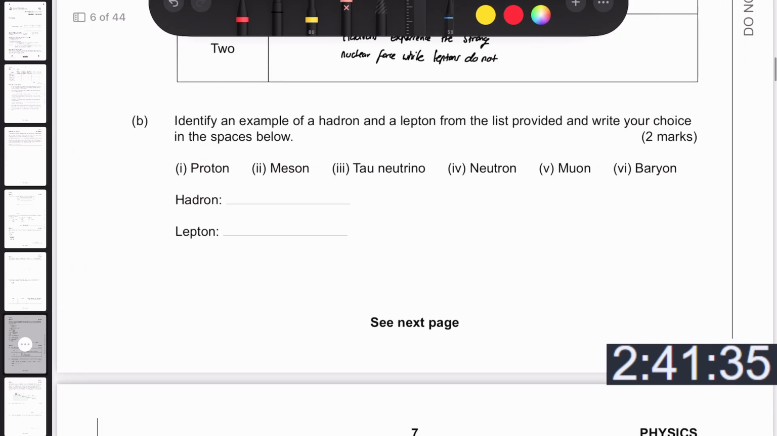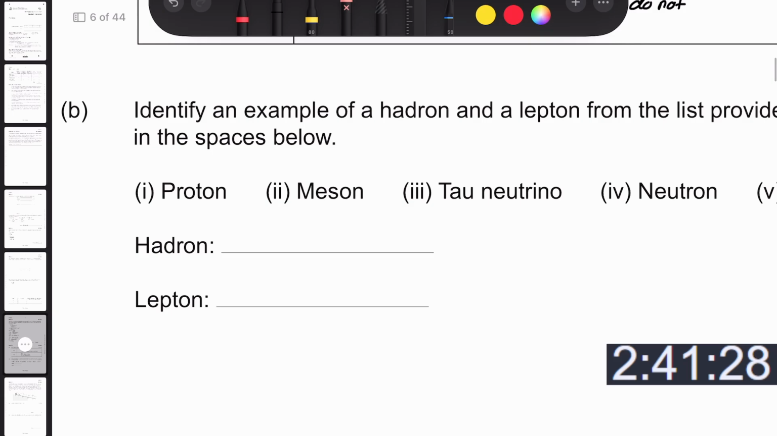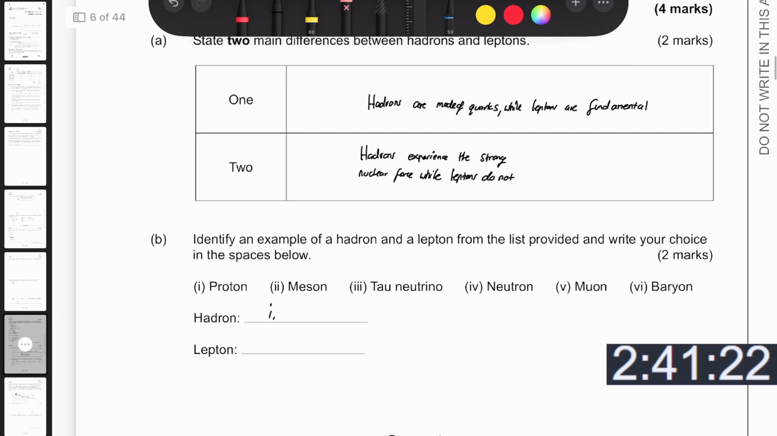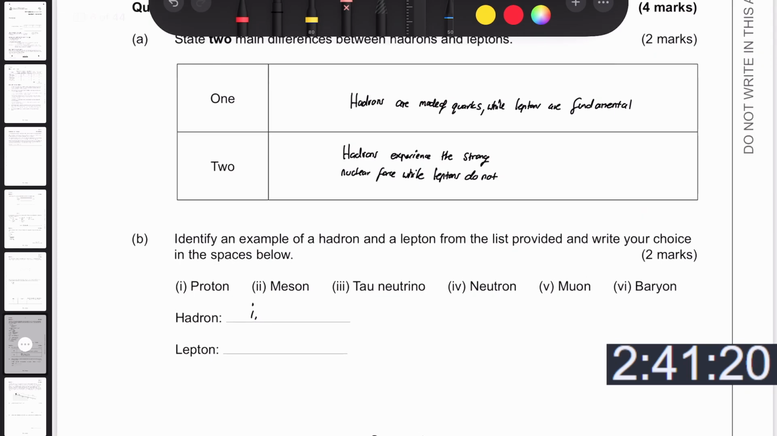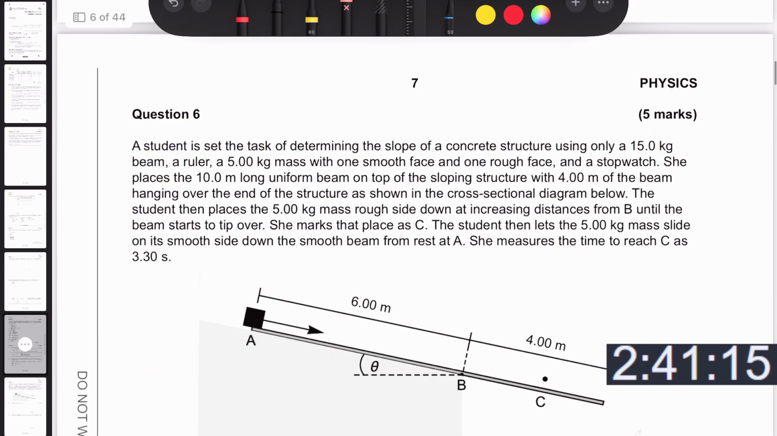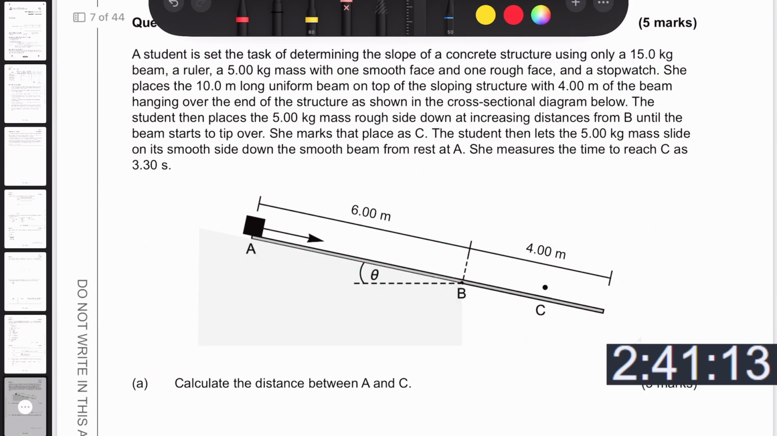Yikes. Identify an example of a hadron from the list provided and write your choice. A hadron is a proton, or a meson, and then a lepton could be a muon. Okay, question 6. Calculate the distance between A and C.